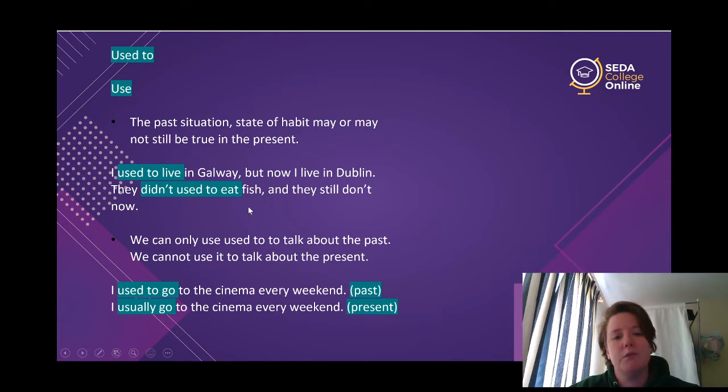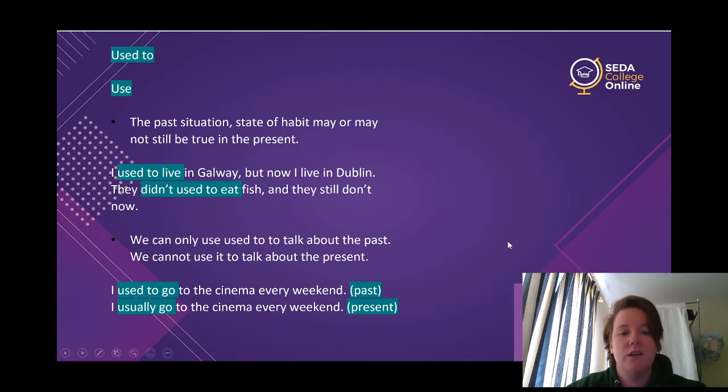I'm not sure why you would use this. You know, I'm not sure why you would say they didn't use to eat fish and they still don't now. Why would you use used to? Who cares? What you would say is they don't eat fish now. That's it. Okay. But grammatically, this is what we would use, okay, if we're talking about things that may or may not be still true now, okay? But just let me remind you, the second sentence here, they didn't use to eat fish and they still don't now. Why would you use that, okay? You would just say, they don't eat fish, end of story, okay?